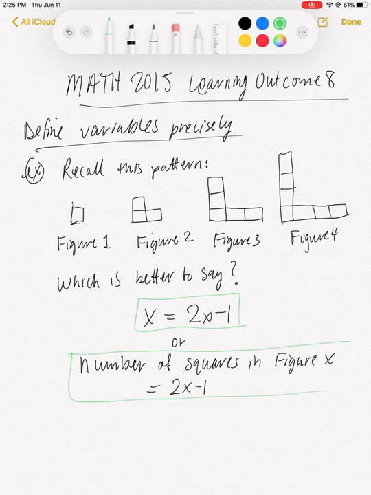Okay. So the second way that I've boxed here in green is the more descriptive way and also the more precise way. Okay. So figure x is not 2x minus 1. Let's put a figure in front here. So figure x is not equal to 2x minus 1. The number of squares in figure x is equal to 2x minus 1. Okay, here's another example.